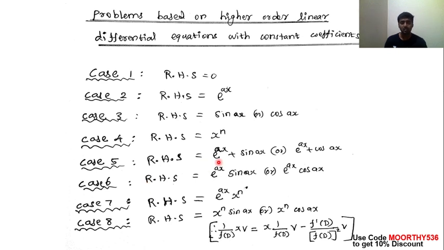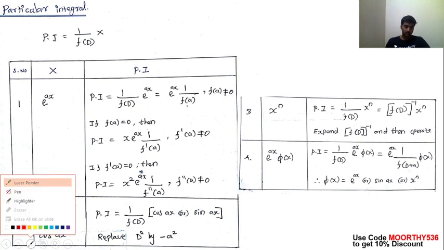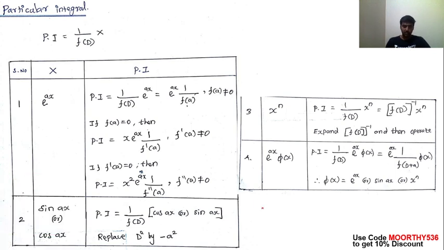RHS is equal to e power x into sin x. For this category, what we are doing in the particular integral, when e power x into phi of x, the phi of x may be sin ax or cos ax or x power n. It may be x power n or sin ax or cos ax.